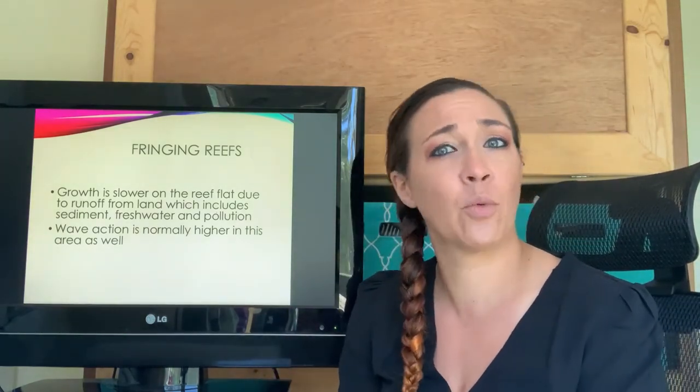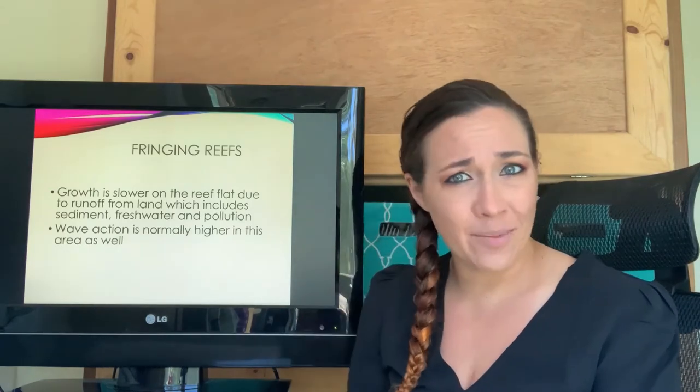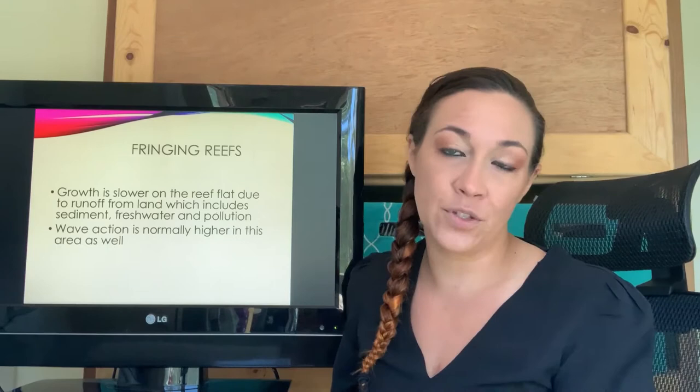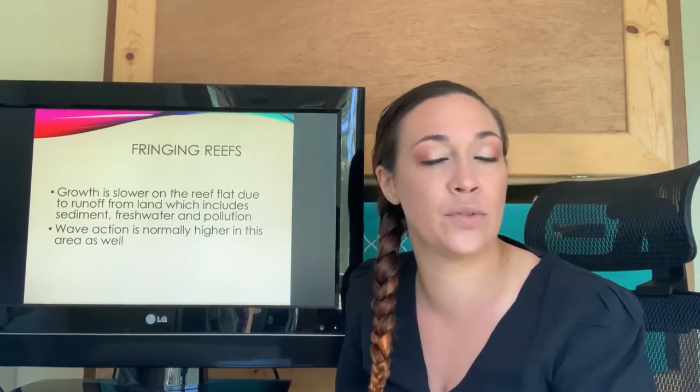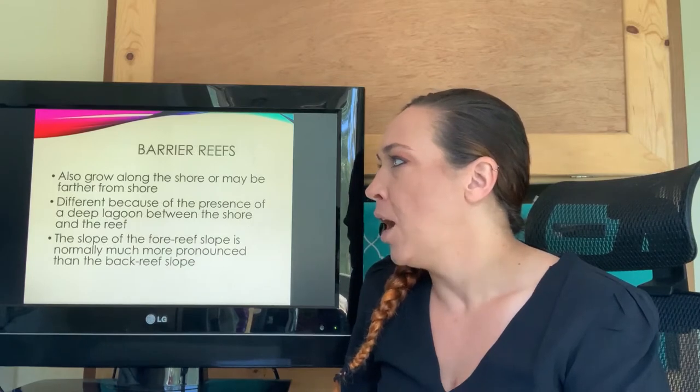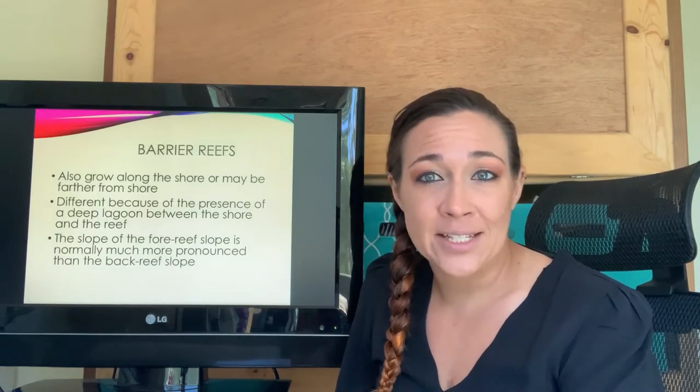So that's why you're going to get a lot more wave action, which is going to stir up more sediment. You're going to get runoff from the island. So again, it's going to be a slow growing reef, this fringing reef, because you are so associated with land, which corals typically aren't good with. Now, the barrier reef is next.